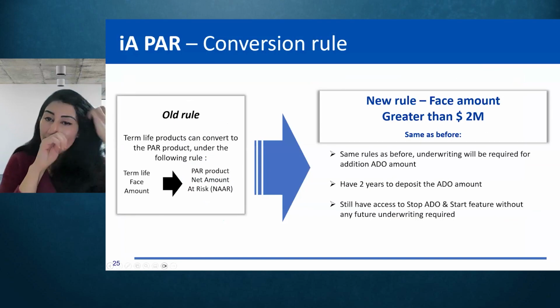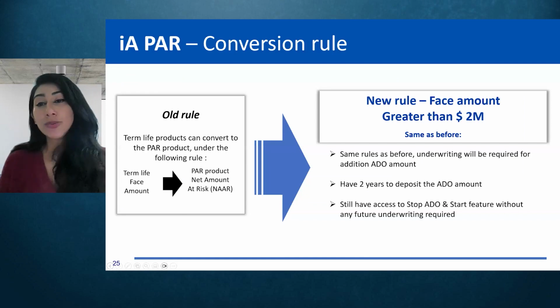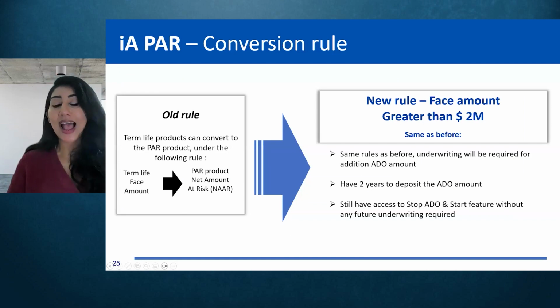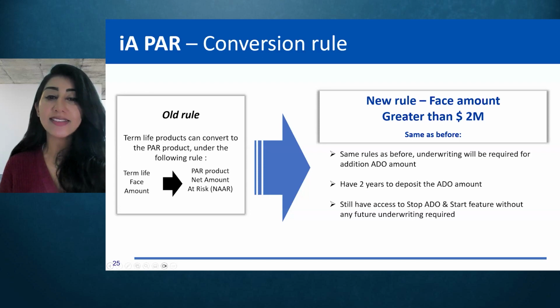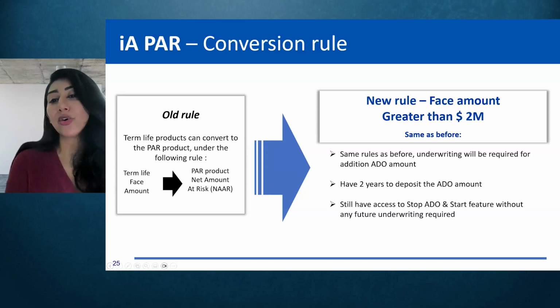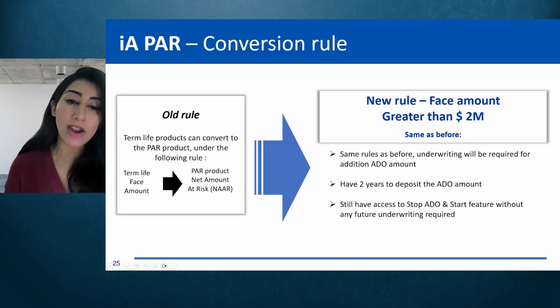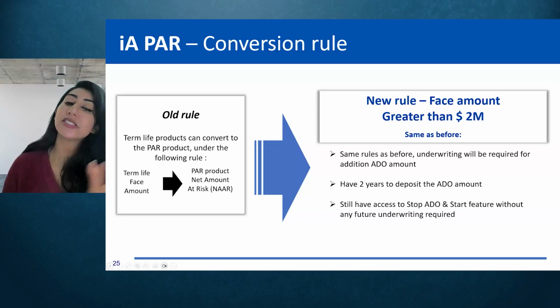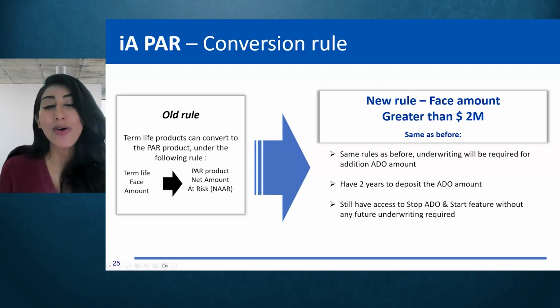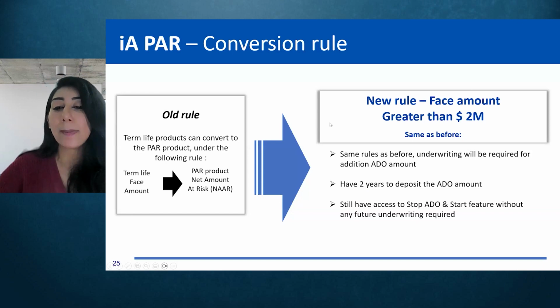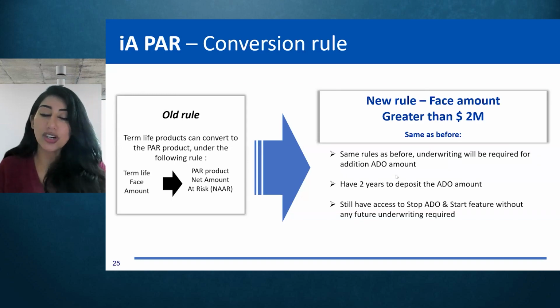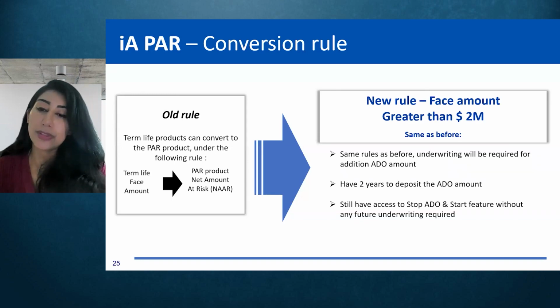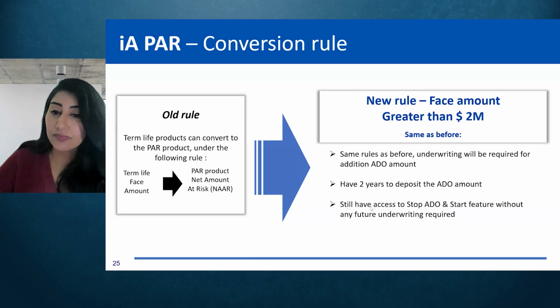Oh, there you go. Now, if there are face amounts that are $2 million or higher, if we're looking at those large cases, it will be the same rules as before, where the underwriting will be required if you're adding on the additional deposit option amount, but you will still have 2 years to deposit the ADO and still have access to the stop and go feature for underwriting purposes, in terms of, again, having that stop and go feature and then being able to start and stop it without any underwriting.